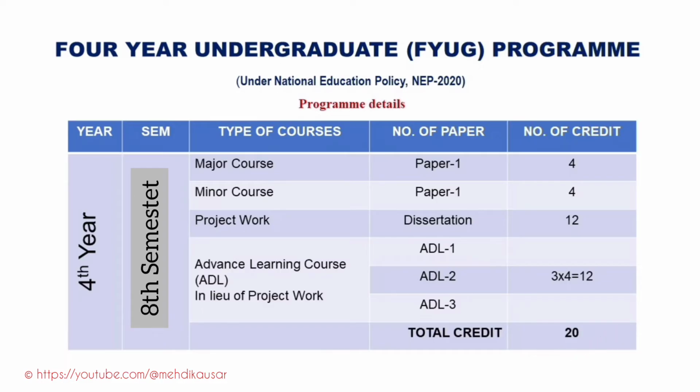After completing the 4-year program of 8 semesters, a student will be awarded either UG degree with honors and research if the student has opted for the project work, or he or she will be awarded UG degree with honors if the student has opted for the ADL course in the last semester.